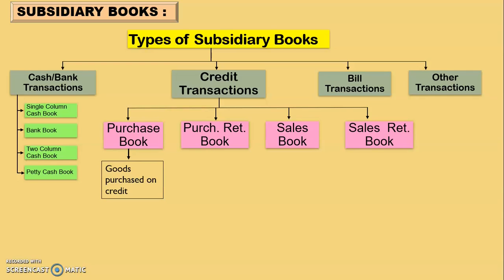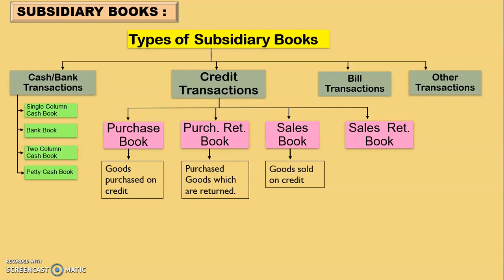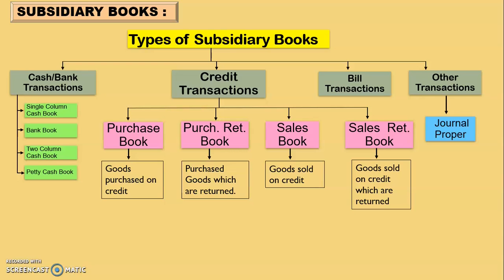Now in purchase book we record the entries where all goods are purchased on credit. Purchased goods which are returned are recorded in purchase return book. All the transactions of goods sold on credit are recorded in sales book, and all the transactions where goods which are sold on credit are returned will be recorded in sales return book. And we'll also see what are the other entries which are recorded in journal proper. So let's see the purchase book first.